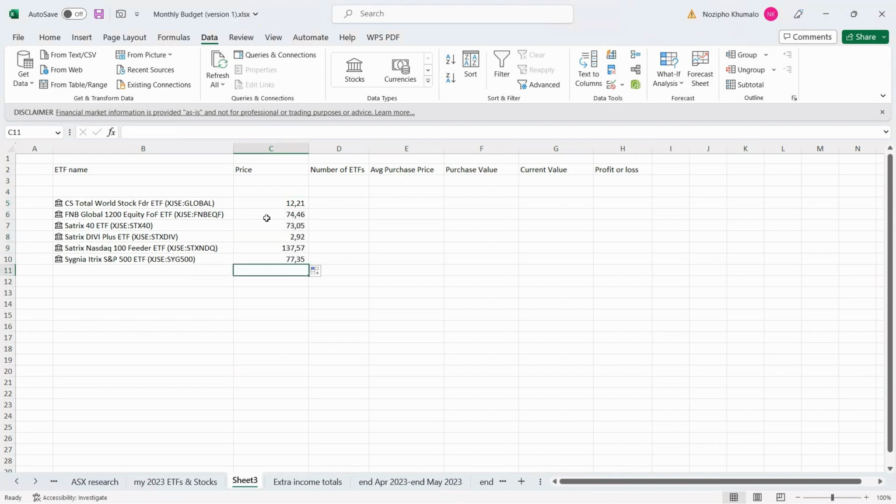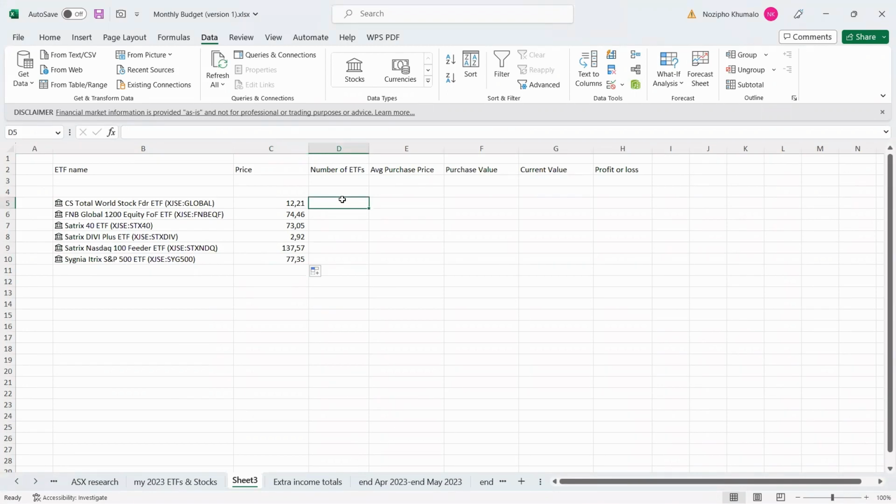You can see F&P Global 1200, it's 74 Rand and 46 cents. Satrix 40, 73 Rand and 5 cents. Satrix Divi 2 Rand and 92 cents. Satrix Nasdaq 100, 137 Rand and 57 cents. Sygnia S&P 500, 77 Rand and 35 cents. Then where it says number of ETFs, I have to put it in manually, because those are the number of ETFs that I have bought.